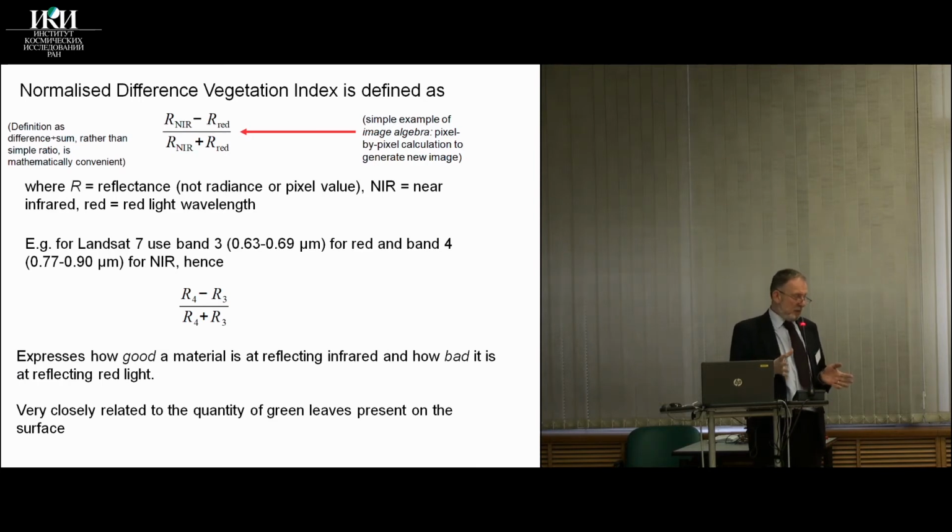So what this NDVI concept does fundamentally is it expresses how good a material is at reflecting near infrared radiation, and how bad it is at reflecting red light. And that is very closely related to the quantity of green leaf vegetation present in whatever region of the Earth's surface the satellite sensor is looking at.